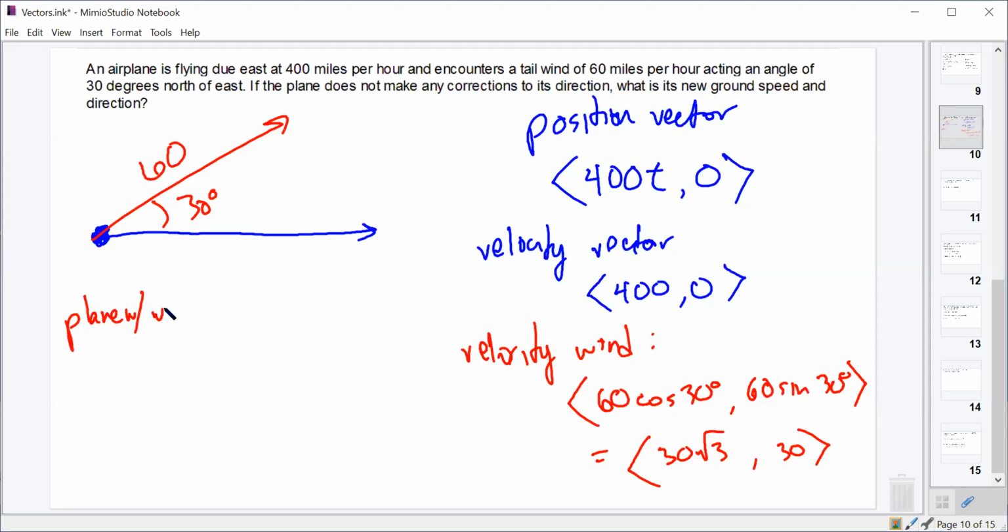Add them together, exactly. So the plane with the wind should become 400 plus 30 root 3. That's the velocity vector of the plane plus the velocity vector of the wind, comma what? 0 plus 30 or just 30? And that's the y component of it. Everybody good with that?